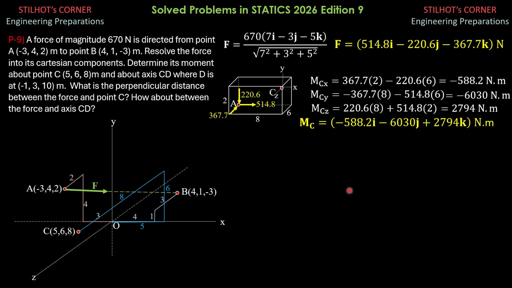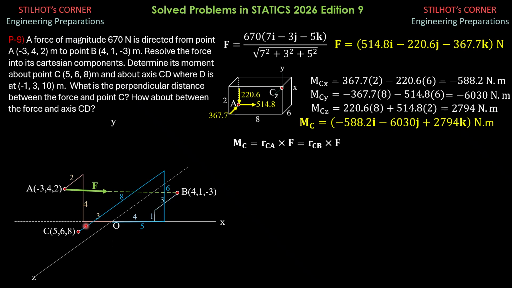Then next, we have to apply the cross product. MC is R from point C to A. So RCA cross the force. So moment center to any point on the line of action of the force cross the force. It may also be, aside from RCA cross F, RCB cross F. So there are two, and I'll also present this only for this problem. So let's have RCA cross F first.